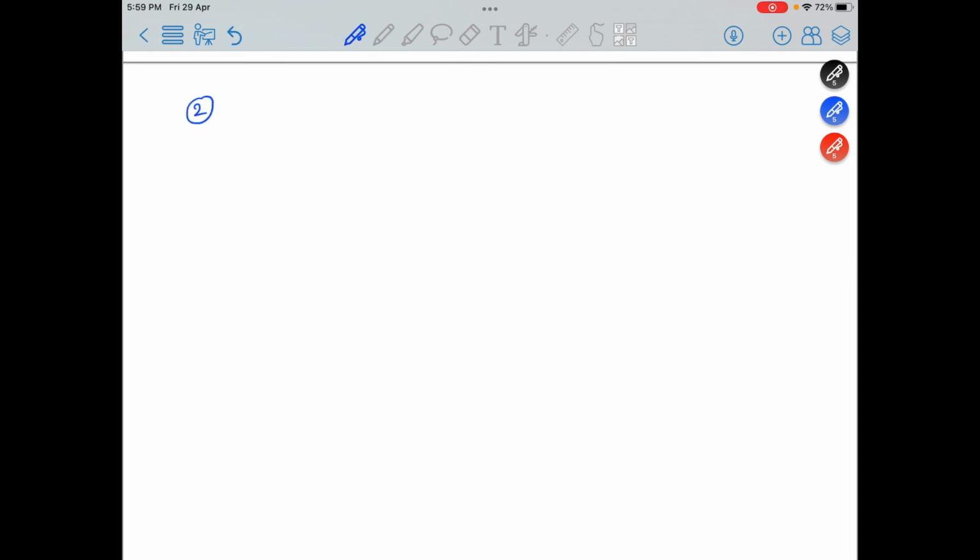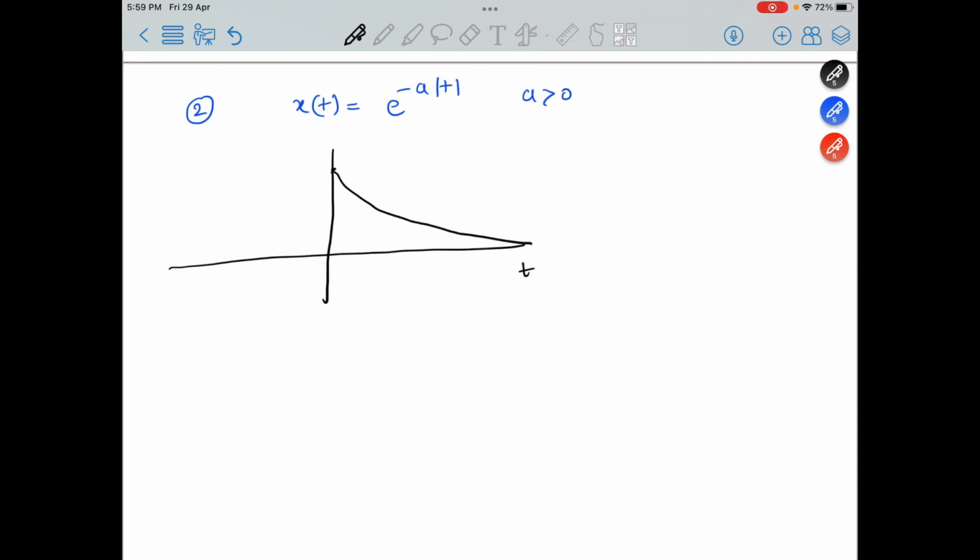In the second example we will take a signal x of t equal to e raised to the power minus a mod t, and again a is greater than 0. First we will see how the plot of this function will look. This is your time axis, and the function will approach 0 as t tends to infinity. This value is for t equal to 0, and that will be equal to 1. So, this is x of t, and this is the graph of this function. Now we have to take the Fourier transform of this function.